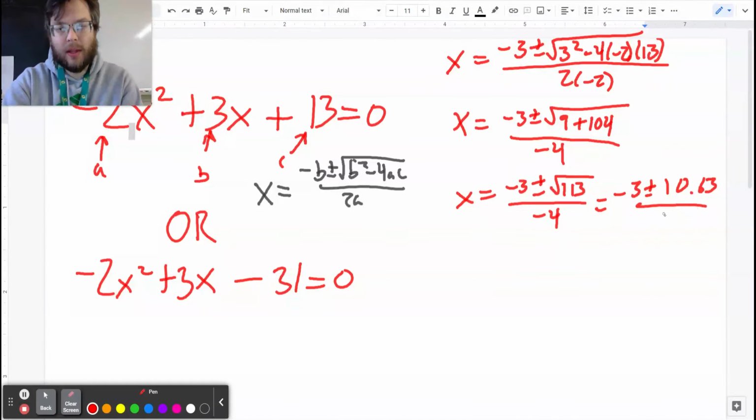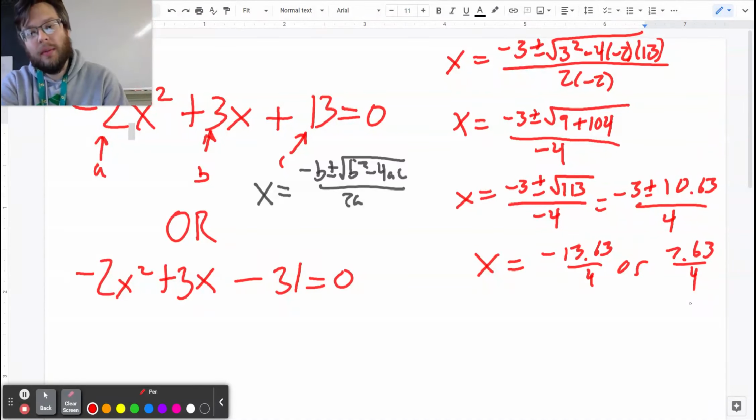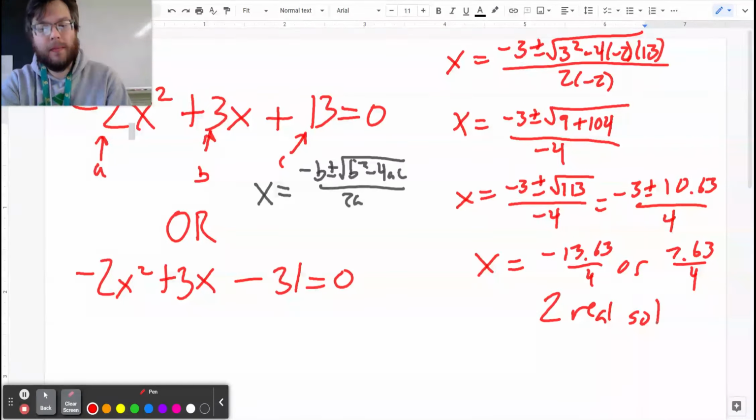10.63. So my two answers that I get are going to be negative 13.63 divided by 4, because that's negative 3 minus 10. Or if I do it the other way, if I add it, then I could get 7.63 over 4. So whatever those come out to be, the point isn't so much what the numbers are, but that there are two real solutions.